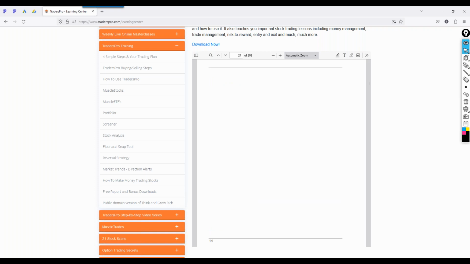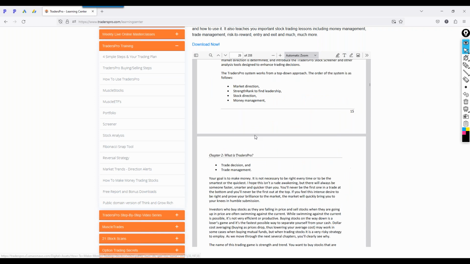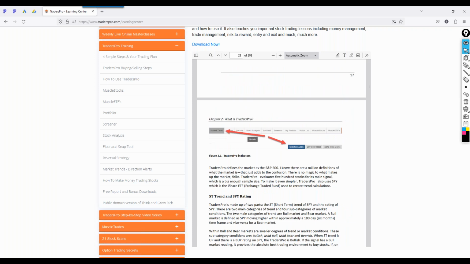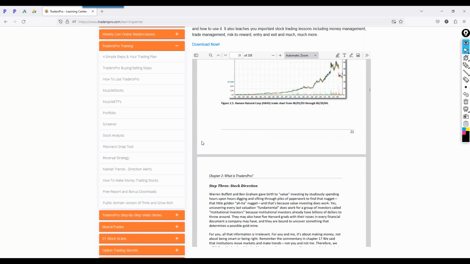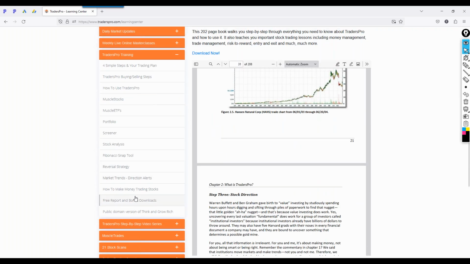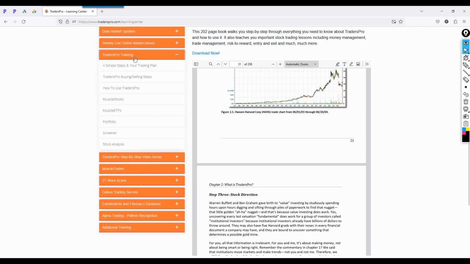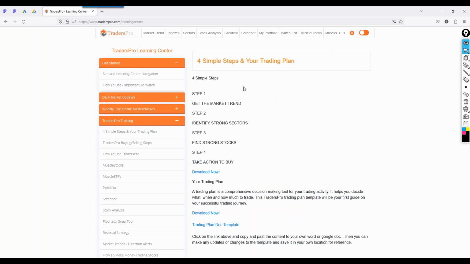Where is that? It's not loading. There it goes. So time frames and signals, dealing with your setups. What are you looking for? There's a little bit more of a checklist in there. You've also got access to trading plans. Where did I put that? Right here: 4 simple steps and trading plan.